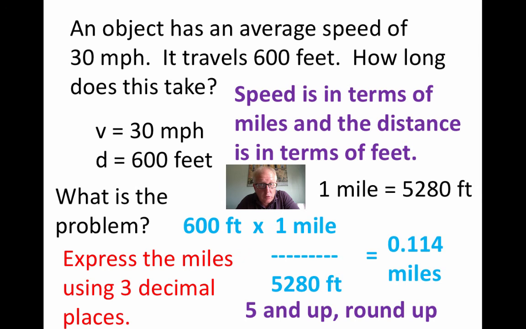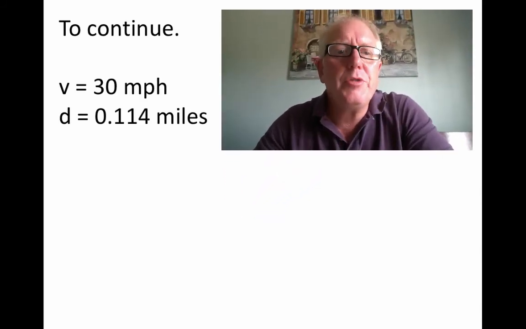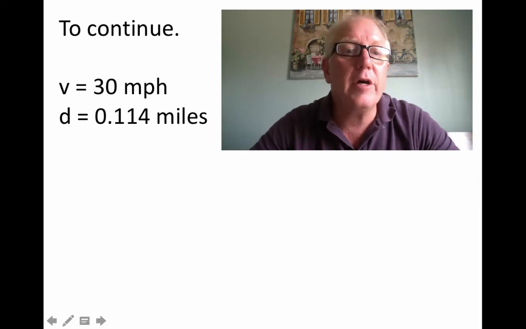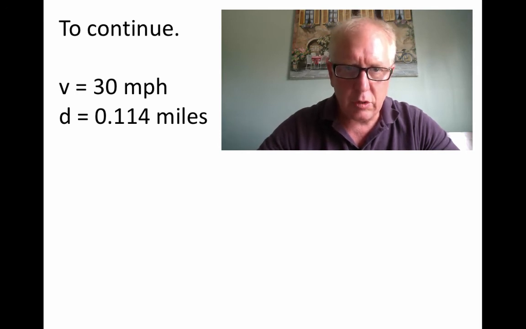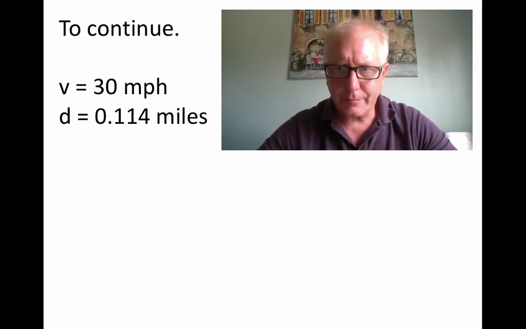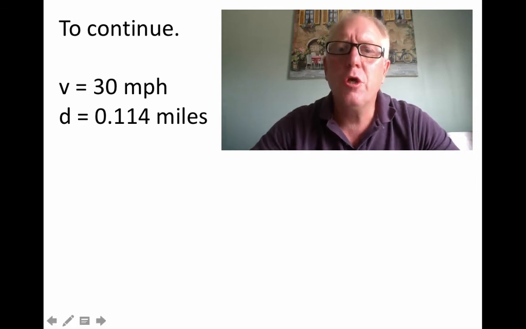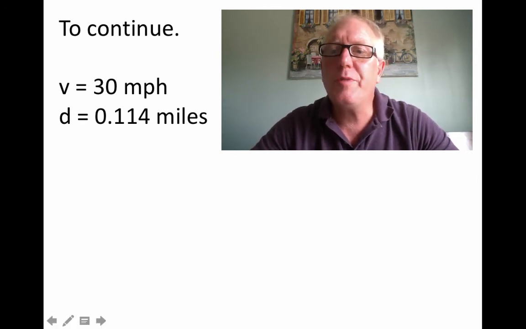This might be a little confusing, right? If it is, make a notation in your notes that you need to ask a question about it in class, and we can certainly go over it when we're together in class. But now we are in a position where we're ready to go. This time the distance and the speed are in the same units, so the miles will cancel out. And here we have our distance, 0.114 miles, our speed, 30 miles per hour, and our time.